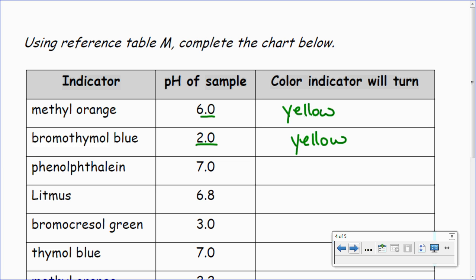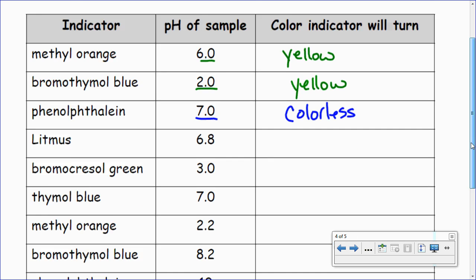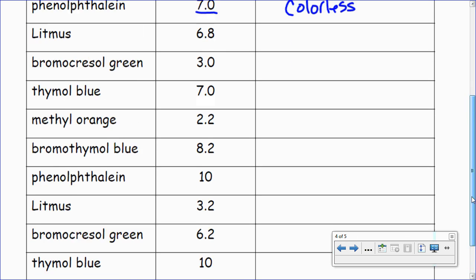Phenolphthalein, pH of 7. Well, phenolphthalein is colorless up to pH 8. pH 8 to 9, it changes to pink, and pH 9 onward, it's pink. This is pH 7, so we'd say this is colorless. So I want you to do the rest of this particular part of your notes, because it is that simple.